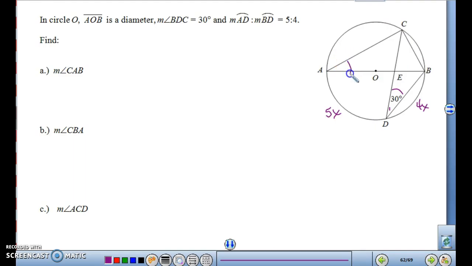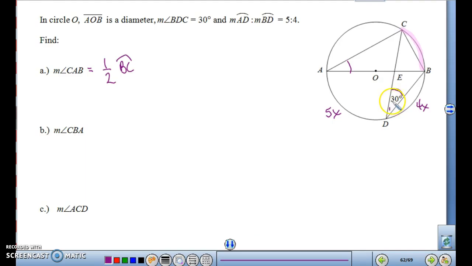CAB would be this angle right here. Okay, what arc does CAB intersect? Well, it intersects arc CB. So it will be equal to half the measure of arc BC. All right, so we need to know the measure of arc BC. Okay, so what do we know about any of the arcs? Well, we know these two right here add up to 180. And we know that this arc is also intercepted by this angle over here, so this is 30. So that's going to equal half of BC.